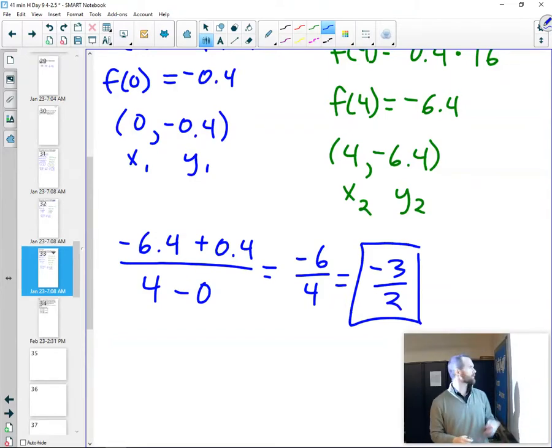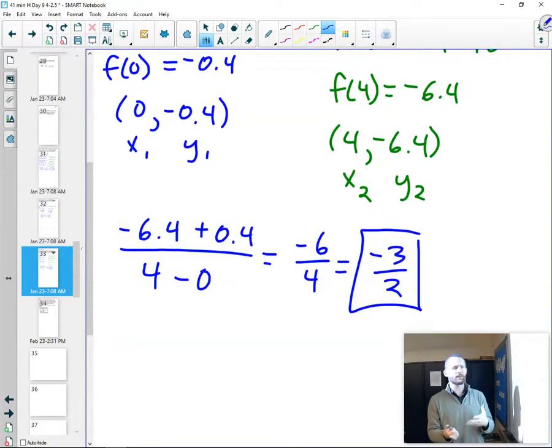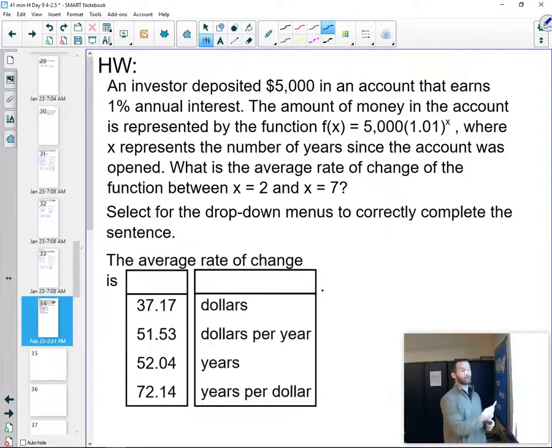Hopefully that's what you got on your own. If not, just look at the work, compare it, see where you went wrong. That's always how we want to do it when we make math mistakes. And there's nothing wrong with that. I make mistakes all the time when I'm learning math that's new to me. Sometimes doing math that's not new to me.